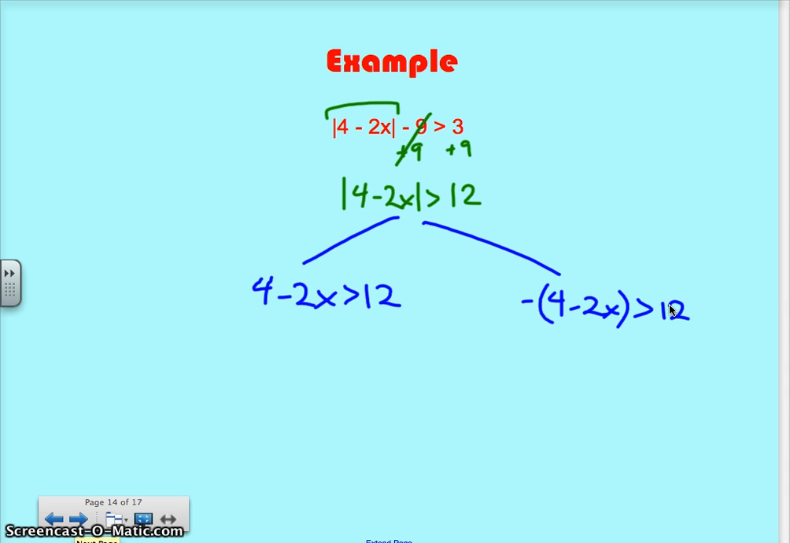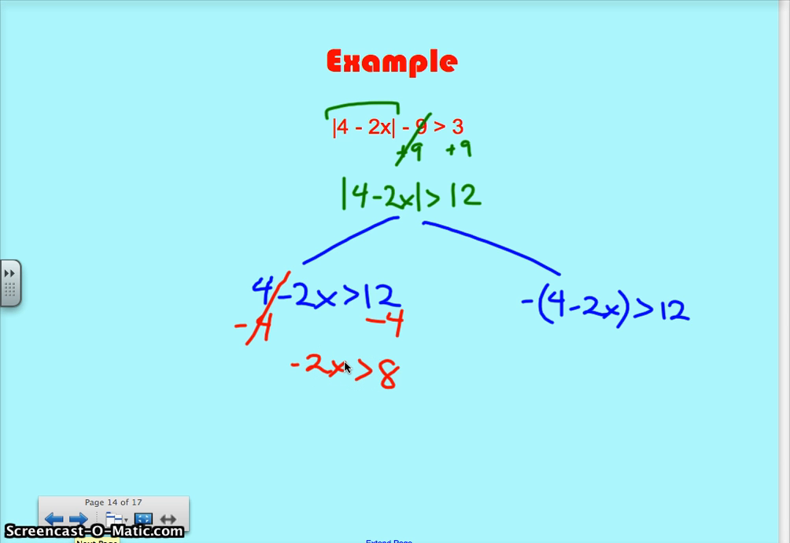So let's go ahead and solve this first one over here on the left-hand side. I'm going to go ahead and subtract this 4 out. Once again, additive inverse. Trying to get x all alone here. These cancel out. 12 minus 4 is 8. Okay, I still have negative 2x, so I have negative 2x is greater than 8.